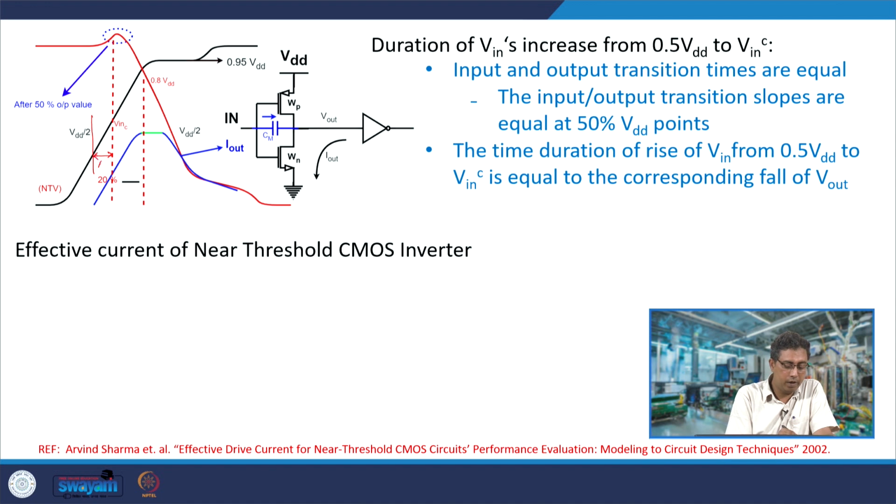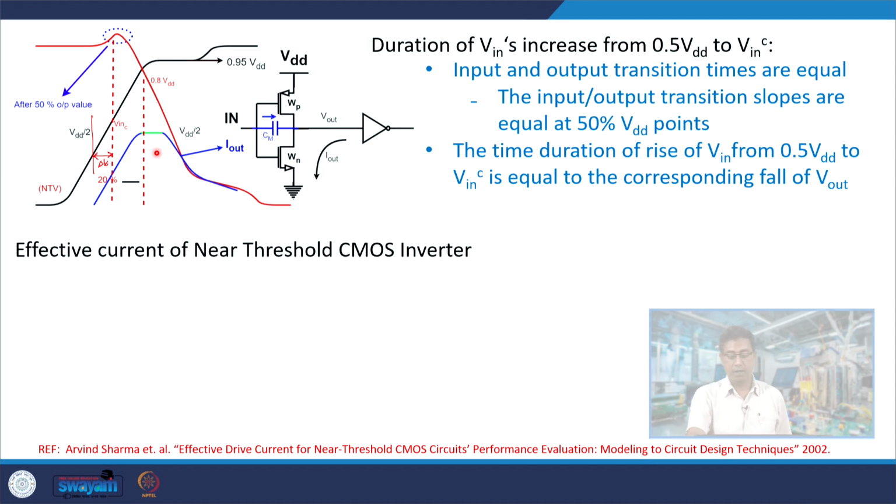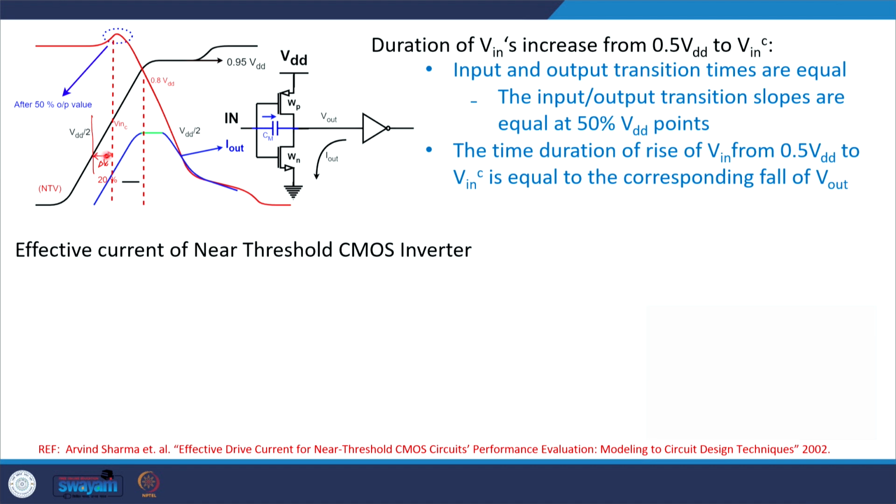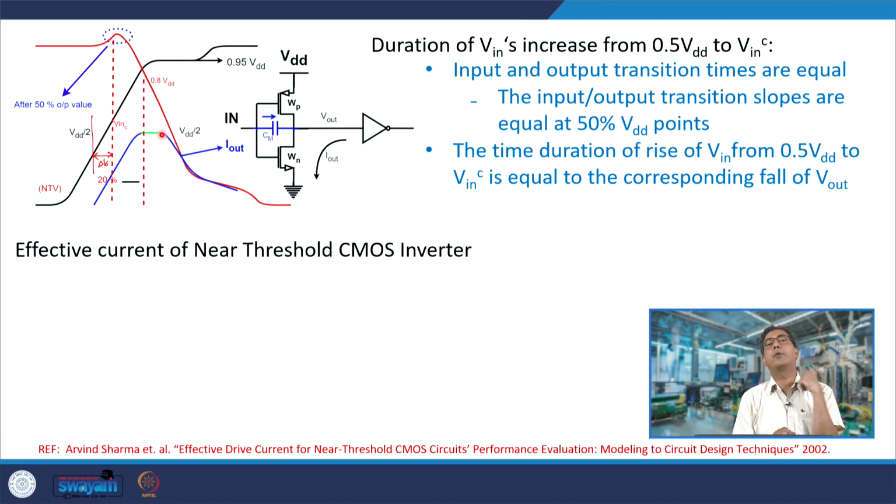To obtain the value of this delta T, we make the following observations. The input and output transition times are almost equal, and this is quite valid near the 50% points of input and output. So, how do we obtain this? We know that V in C is a certain fraction of VDD, and it is almost constant with respect to change in fan out. So, V in C minus VDD by 2, whatever fraction that is of the total transition, an equal transition at the output would take the same amount of time, because input and output transition times are matched in our case.